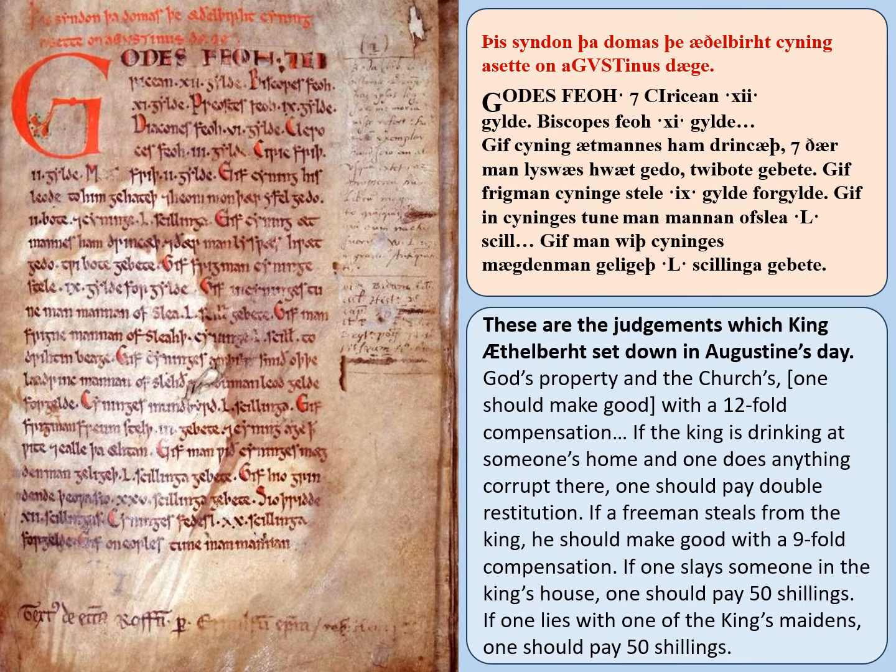If a free man, that would be a yeoman or churl, steals from the king, he should make good with a 9-fold compensation. So steal 1 shilling, you owe 9 shillings. Then more serious things as well. If one slays someone in the king's house, one should pay 50 shillings, which would be a huge amount of money. If one lies with one of the king's maidens, one should pay 50 shillings. So here you can see that basically defeating the honour of one of the king's women was considered just as damaging as killing someone within the household.